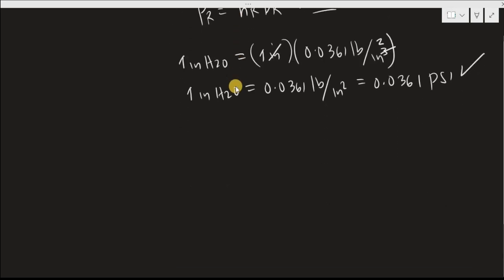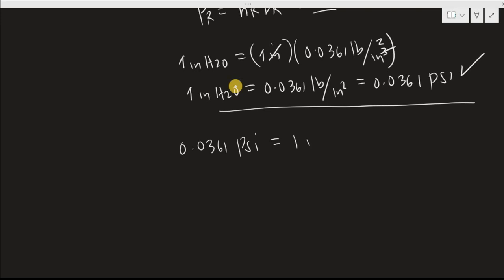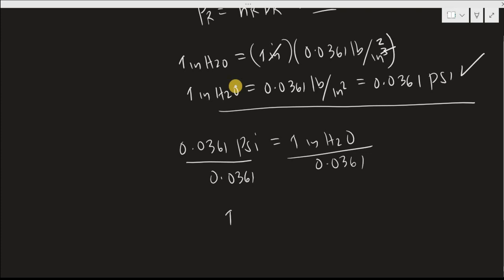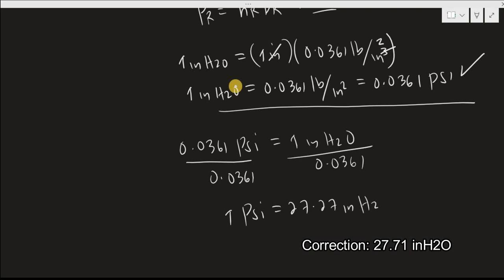Now, if we rotate the equation here, we can see that 0.0361 PSI equals 1 inch H2O. And then if we divide both sides of the equation by 0.0361, we get 1 psi is equal to 27.27 inches of water. Okay, now let's move to the next step.